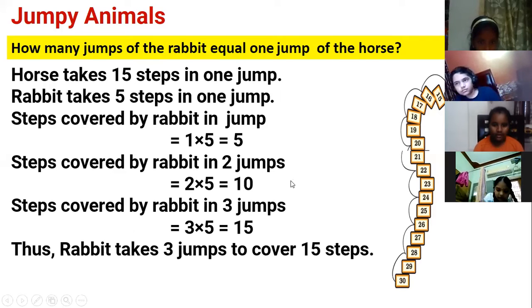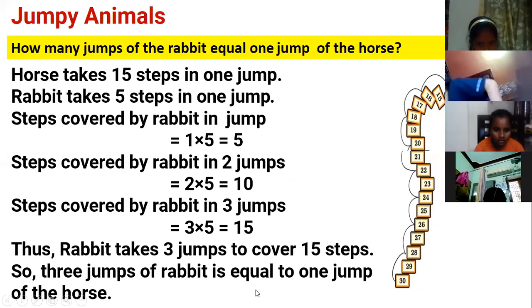Okay. Rabbit takes 3 jumps to cover 15 steps. So 3 jumps of rabbit is equal to one jump of horse. Okay.